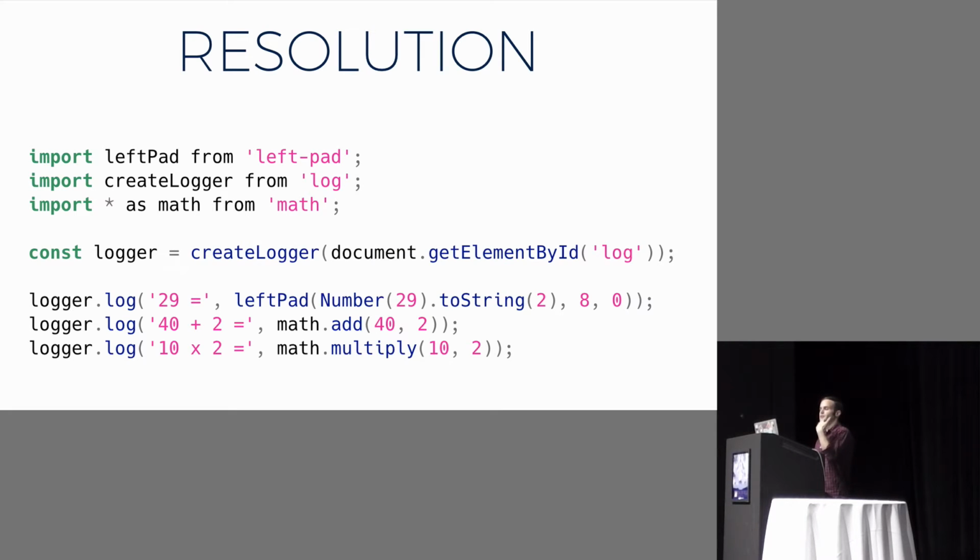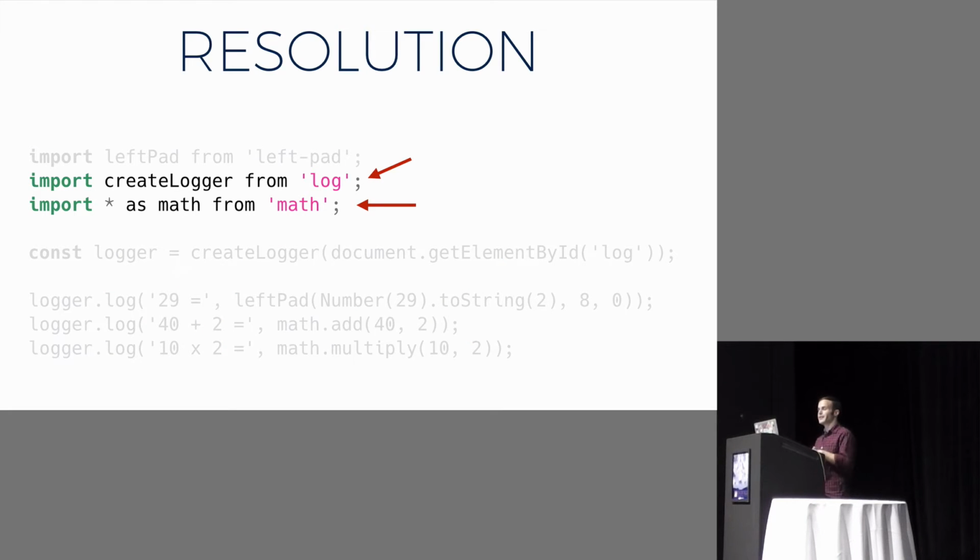And then what that allows me to do is I can return here now and I can get rid of the relative paths, and I can just say import create logger from log and import all as math from math. And so that's really convenient, especially if I need to move some files around. I don't have to keep track of all these relative paths.